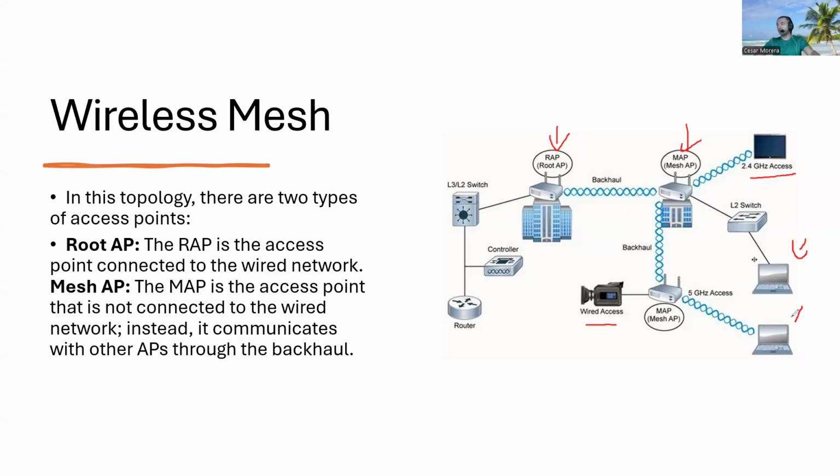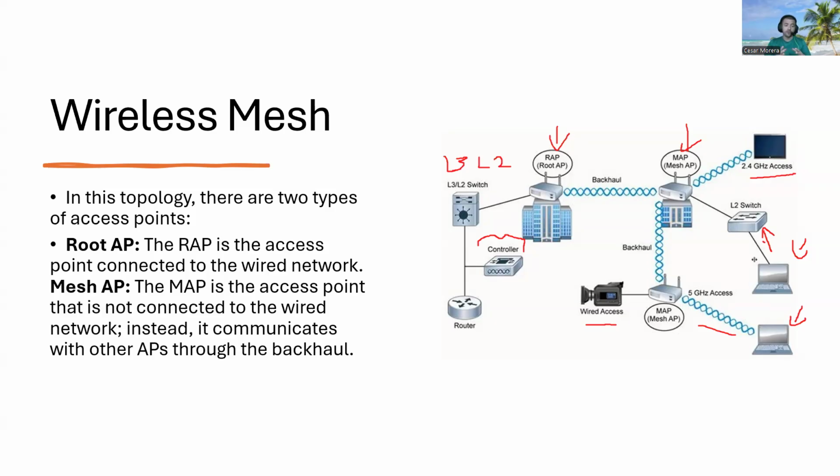We have some laptops over here. This one is connected through wireless to the access point, and this one is connected physically to the layer 2 switch. There is a layer 3, layer 2 switch over here that is connected to a controller, and then we have a router. That's basically what we have. Great. Now, what do we need to do? We need to go over the definitions to understand this a little bit better. So let's go over the definitions.